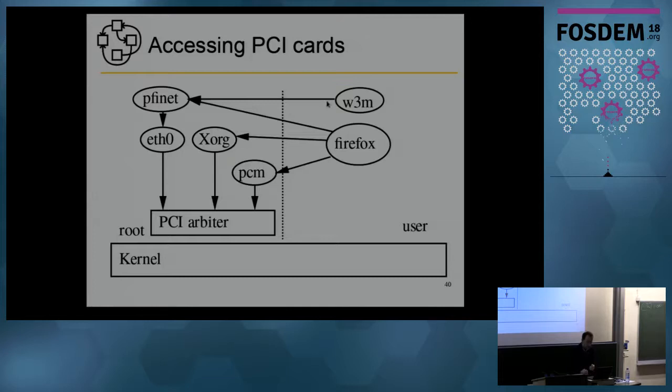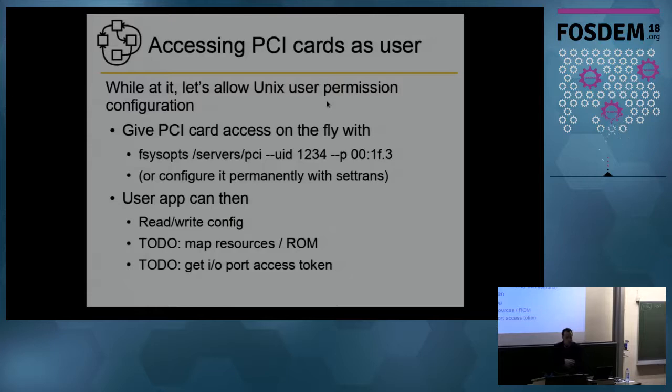Okay, good. But then we can go further. Accessing PCI cards as a user: while we are at it, we have files in /server/PCI. Maybe I can chmod a file and then provide access to a user, to the device. So just change the permissions. You can say, okay, on /PCI, this user ID is allowed to access this PCI card. You can do it on the fly by using fsysopts, or you can use settrans to record that on the file system, so it's always that way. And then the user here can access to get, read, write config, etc.